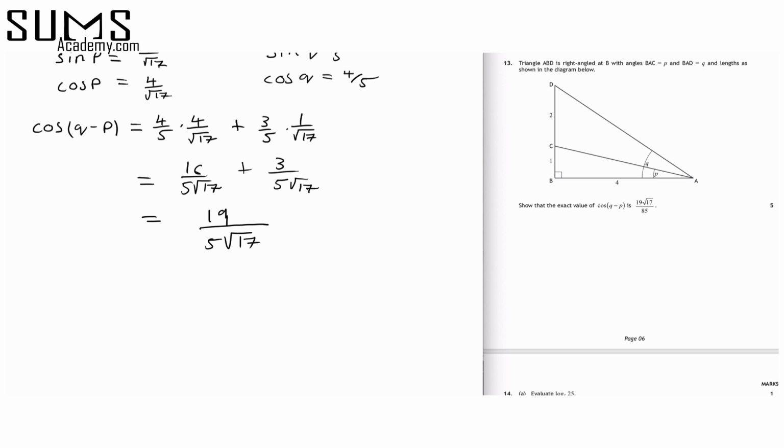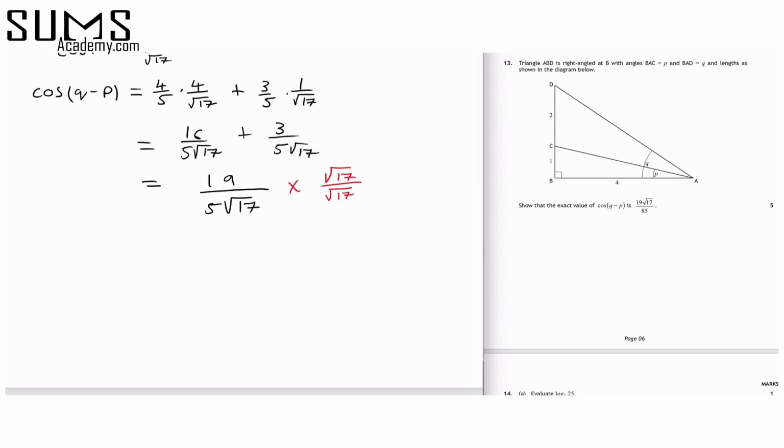Okay, so you might be thinking, is this my final answer? But actually, if you look, they say they want to show that it is the exact value of this here. So how can we show that these two numbers are the same number? Well, what we can do is use the technique to rationalize the denominator, and we're just going to times both the top and bottom by root 17. So root 17 over root 17 is just 1. So we're basically just timesing this whole expression by 1, but by doing this, it actually helps us express the equation in a rational way.